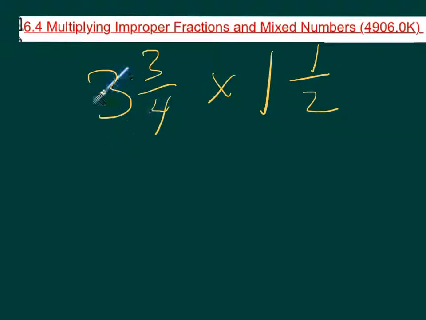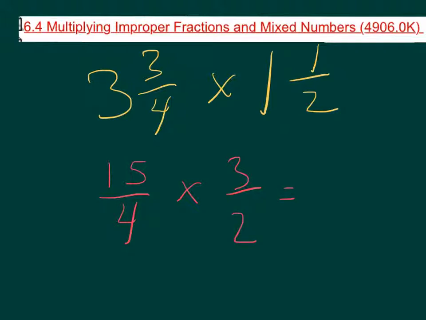Alright, let's change these to improper fractions. So 3 times 4 is 12, and 12 plus 3 is 15 all over 4. I'll do that again. 3 times 4 is 12, 12 plus 3 is 15 all over 4, so my improper fraction is 15 over 4. And I'll change this one now. 2 times 1 is 2, plus 1 is 3, all over 2. So I'll make that times 3 over 2.